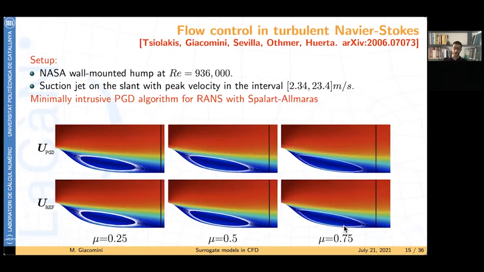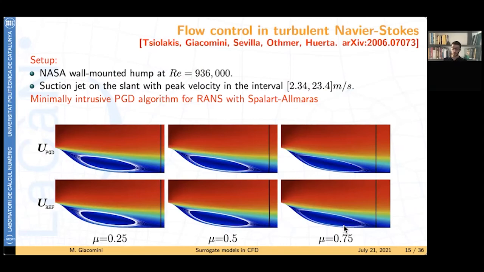So here we have a NASA wall-mounted hump at Reynolds almost 1 million. And what we are doing in the rear part of the hump, I'm just presenting the last part of the domain. On this rear part of the hump, we are applying a suction jet with a peak velocity that spans from 2 to 23 meters per second. Again, we have the surrogate model at the top, the reference solution at the bottom.